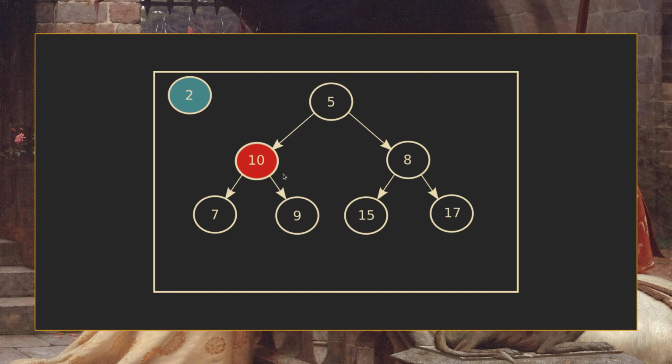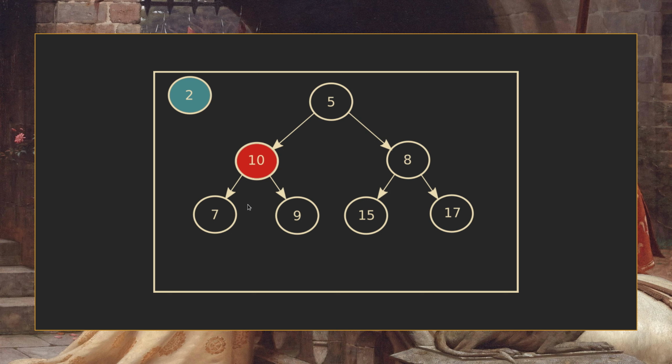So if we go back to the situation where we have 10 here, it needs to swap down one more time. And I can swap with the left child 7 or the right child 9. Now 7 is less than 9, so by the rule I just stated, we would want to swap 10 and 7.